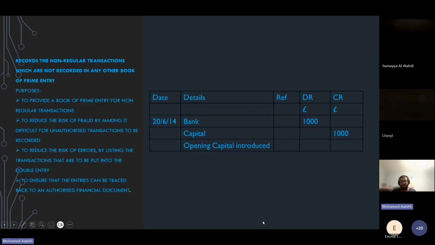So further, for example, what are the transactions we're going to do? We're going to say non-regular transactions such as the opening entry of a financial period. So this is how a journal will look. If you have a date, detail, a reference, we'll say what the journal number is. We have a debit and a credit.